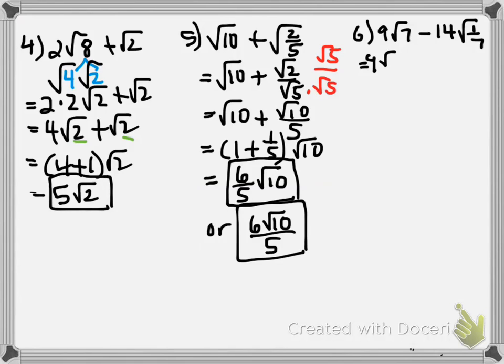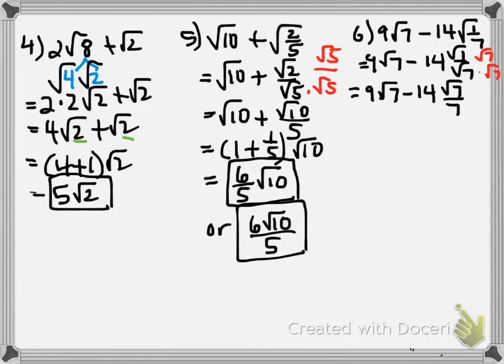So the 9 radical 7 stays, and we're going to rewrite this as radical 1 over radical 7. Now I can do the square root of 1, but what I'm going to do is rationalize the denominator by multiplying top and bottom by radical 7. So now I have 9 radical 7 minus 14, and now I'm going to have radical 7 over 7.